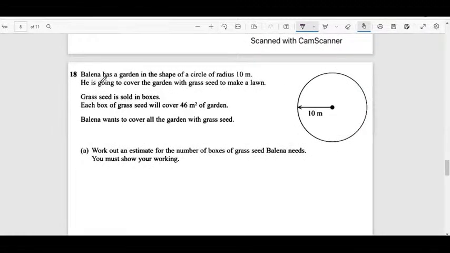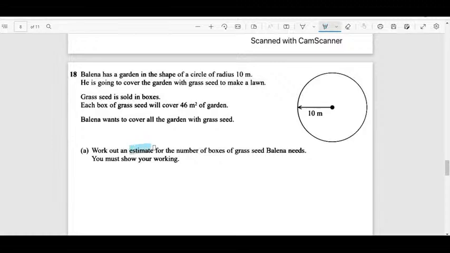Okay. Belena has a garden in the shape of a circle of radius 10 meters. He is going to cover the garden with grass seed to make a lawn. Grass seed is sold in boxes. Each box of grass seed will cover 46 meters squared of the garden. Work out an estimate of the number of boxes of grass seed Belena needs. You must do your working. You need to find an estimate, okay?